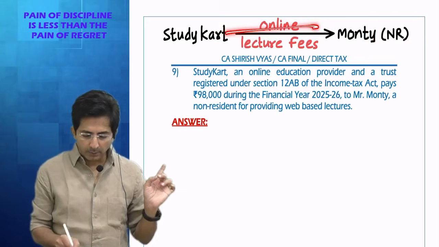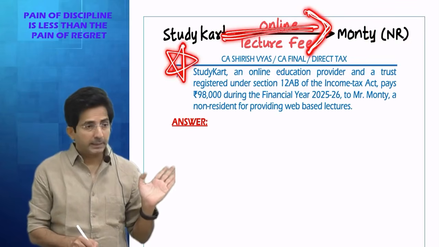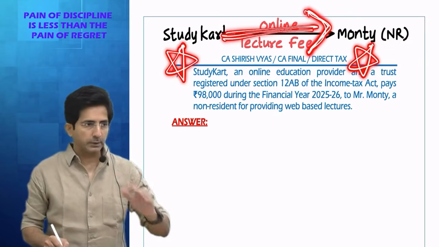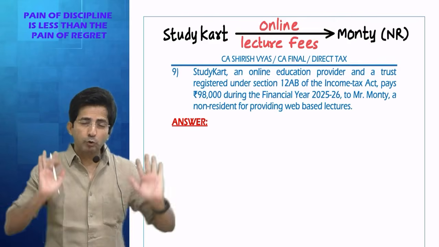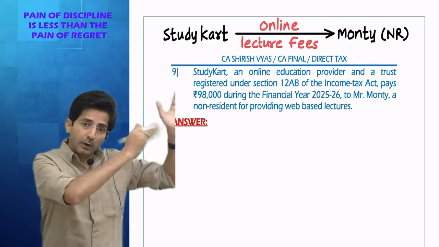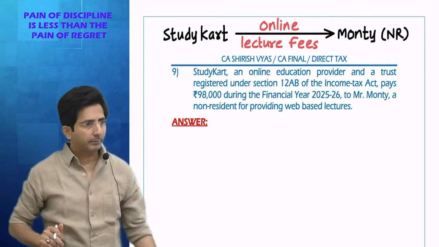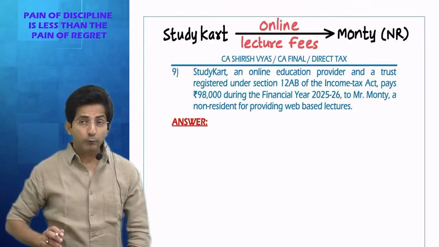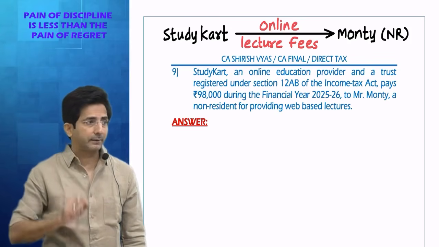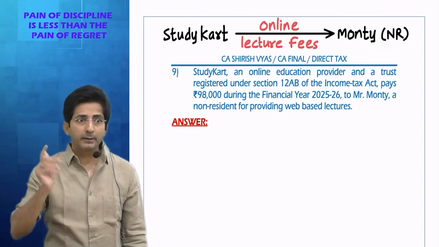See, this arrow means what? Who is making payment to whom? Study Cart is making payment of lecture fees to Mr. Monty, who is the professor. Monty is a professor in Dubai, Singapore, some foreign country where he is a resident, but not a resident in India. So tell me, if you remember, I told you whenever you know that the receiver is a non-resident, TDS will come under a different section.